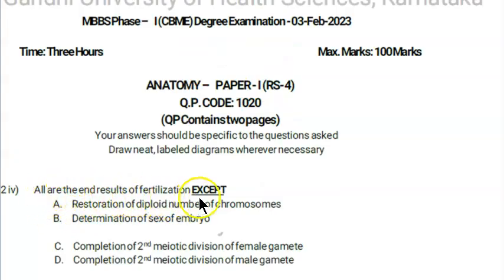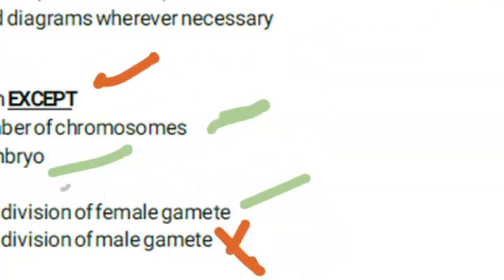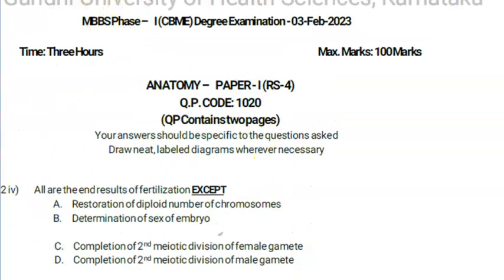All are the end results of fertilization except. It is an except question, except. So I'll use a red here. So end result of fertilization, you tell me. Restoration of diploid number of chromosomes, yes. Determination of sex of embryo, correct. Completion of the second meiotic division of the female gamete, yes. Correct. So I know which the except answer is, this one. So the answer here is this one. So other 3 are the results of fertilization.